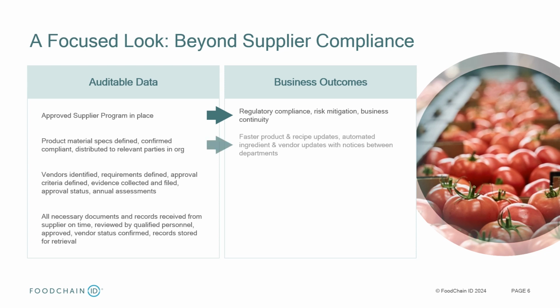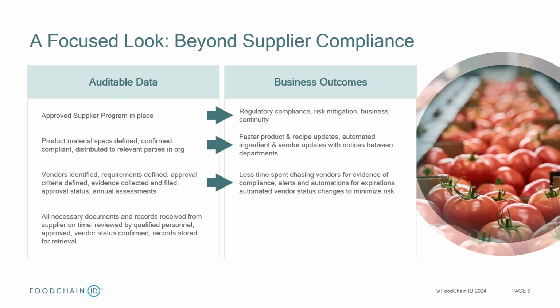We get faster product and recipe updates if we've got the right systems in place. So having tools that have flow downs and automated ingredient and vendor updates with notices between the departments, it speeds up all of these interactions, and it helps us confirm that not only are we auditable, but that our business is operating as effectively as it can.